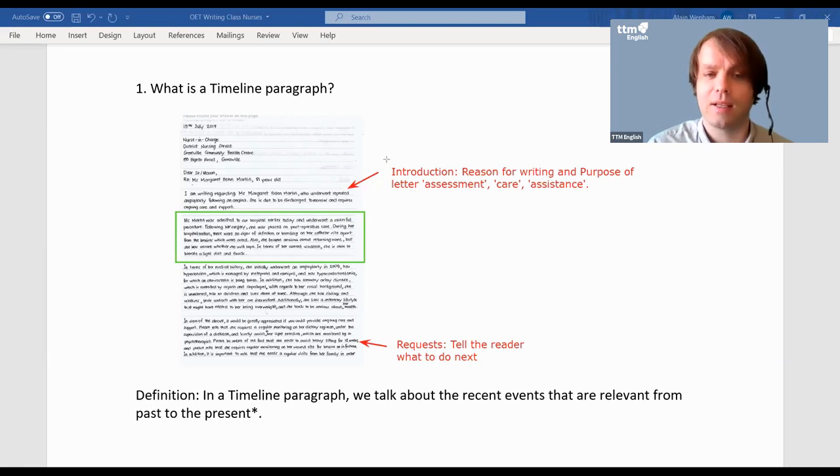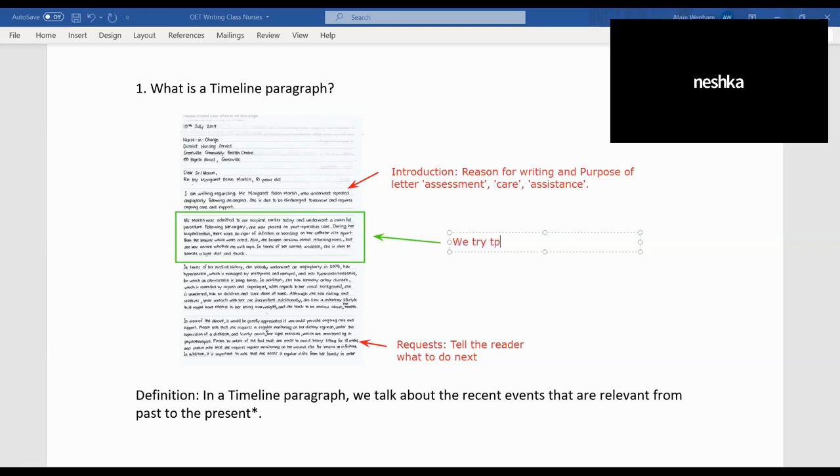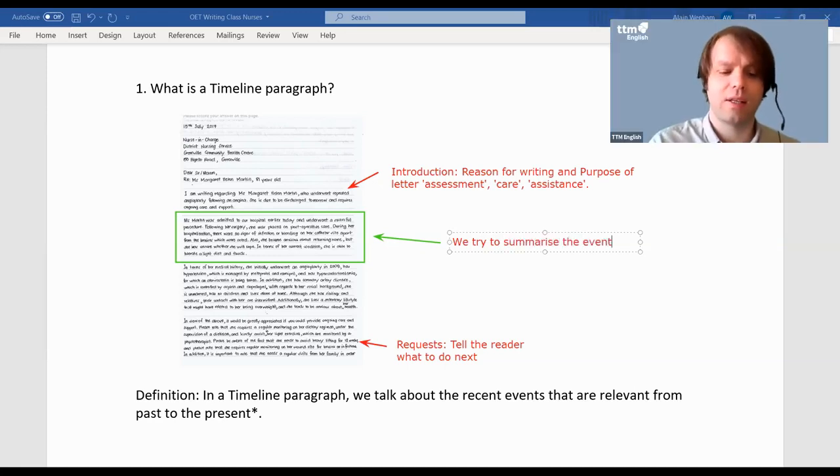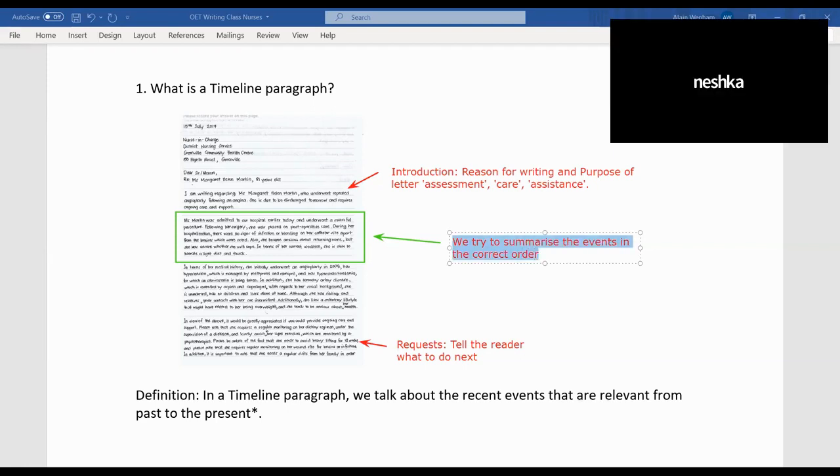So wait a second. Let me just ask that again, Neshka. You're giving me another definition, a shorter, smaller one. Say that again. Here we're trying to summarize the events in the correct order, right? What's another word for correct order? Sequence. Anyone?